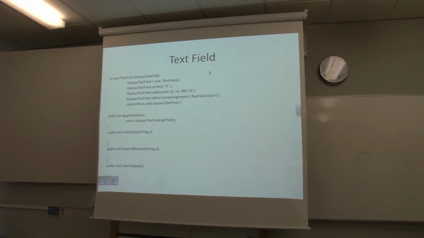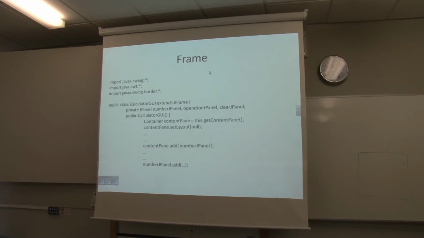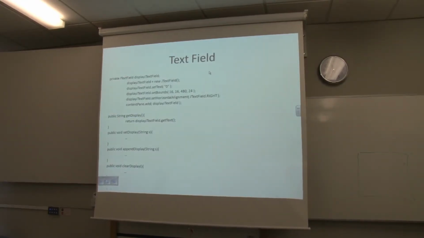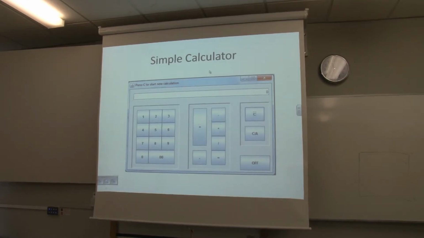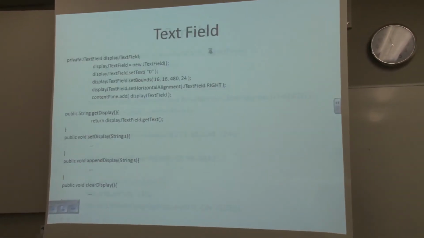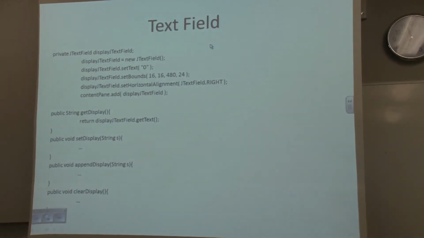So back to the layout of our calculator, we have the text field at the top. We set what should be in the text by set text, and then we set the bounds to be 16 times 16 to 48 times 24. Does it run okay with you now?